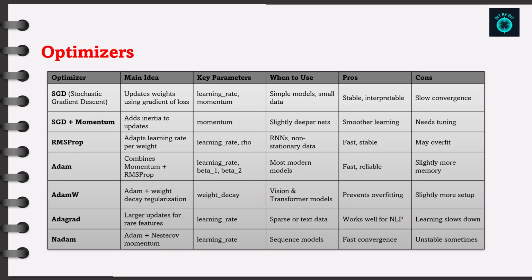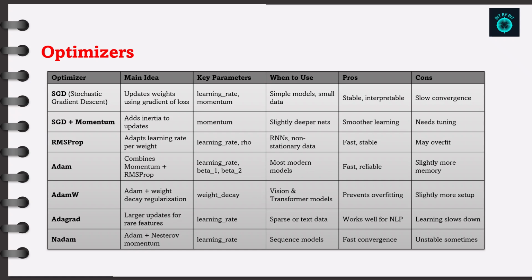RMSprop adapts the learning rate separately for each parameter. It's great for recurrent neural networks and problems where gradients change over time. Adam is the most widely used optimizer today. It combines momentum and RMSprop and usually works well with default settings. It's fast, reliable, and ideal for most Keras projects.